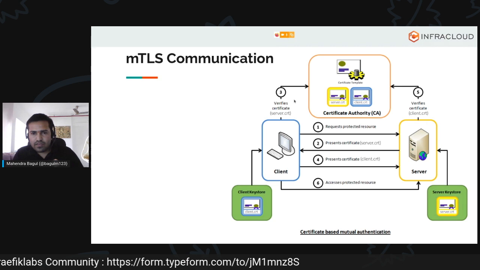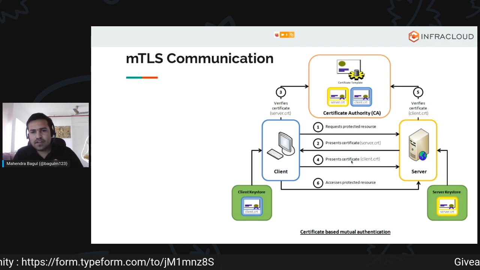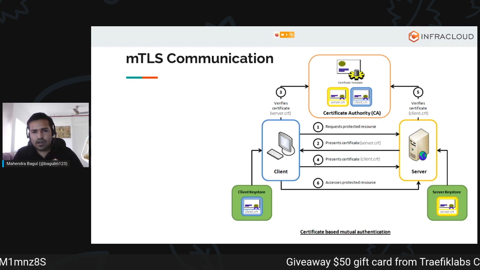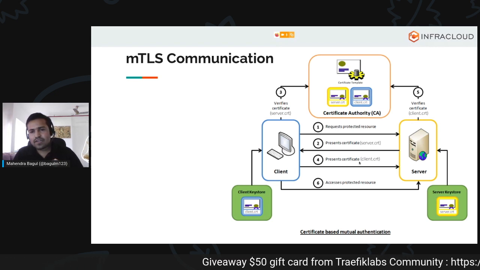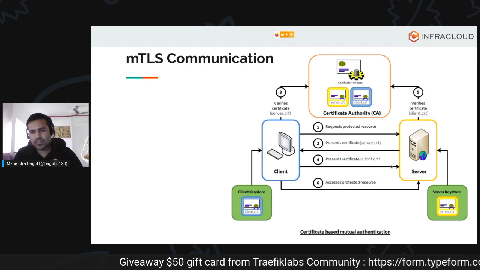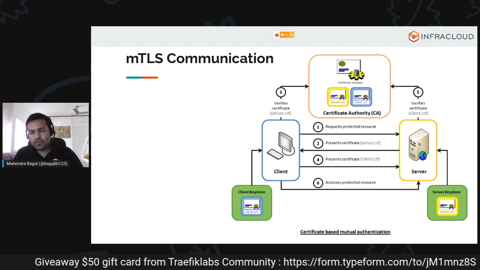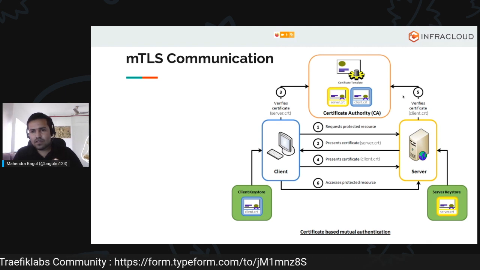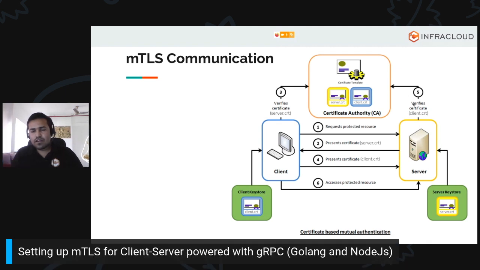Here you can see after the third step, the fourth step is present client certificate. So everything went well till this point, and now the client is trying to present its own certificate called client.cert. Now what will the server do? It will try to verify that certificate with the CA. Once the server finds that this client cert is also valid, then secure access will be granted to the client, and the client will be able to access the protected resource. And that's how the mTLS works.